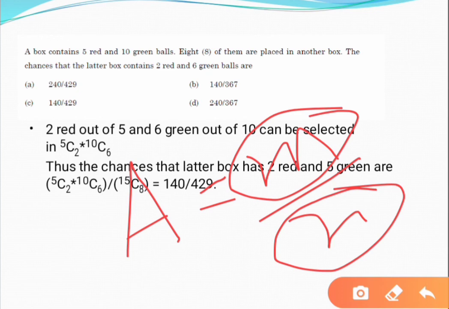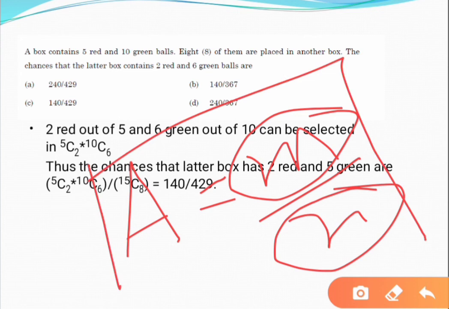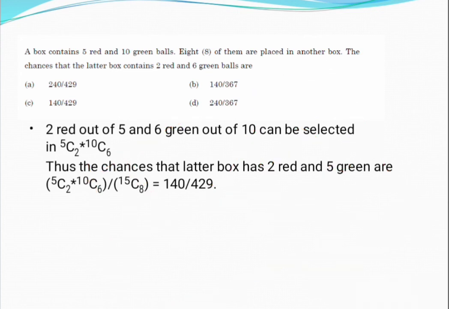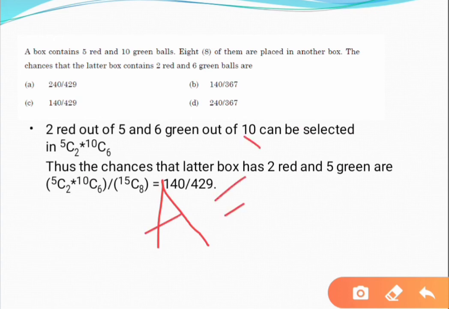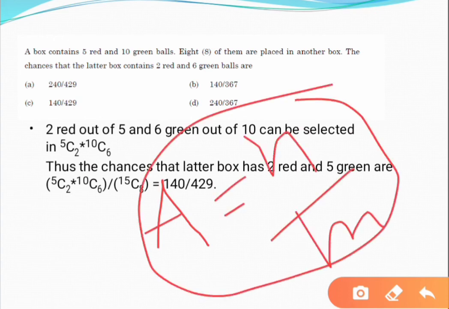Then the value of odds in favor of A will be M by N and the value of odds against it will be N by M. Okay, value in favor of A is M by N and value against it, that is N by M.